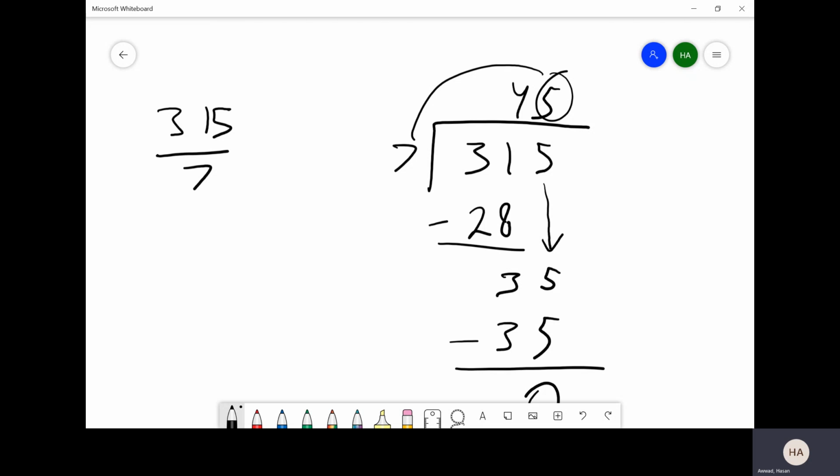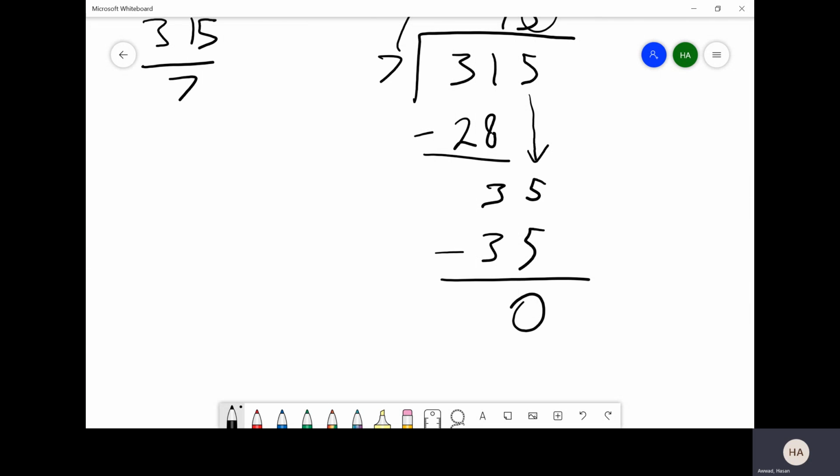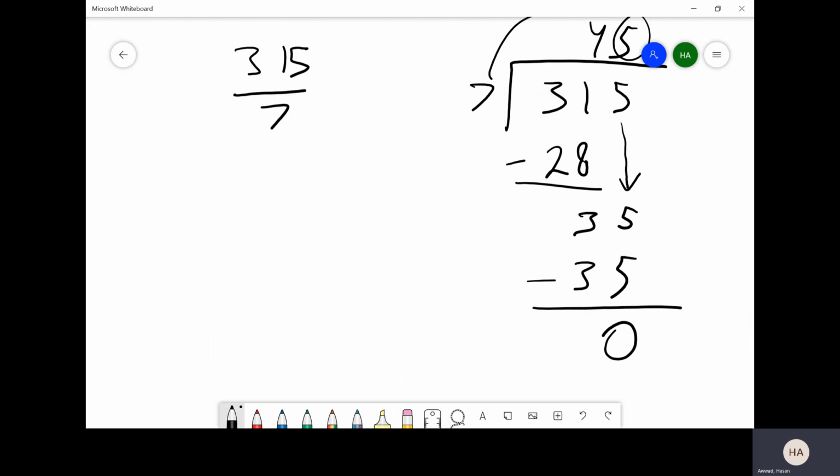So you know that 7 is a factor of 315. And you also know that 45 is a factor of 315. You know this because, well, there's nothing left over. So that's your step for long division. And hopefully you guys have seen this before.